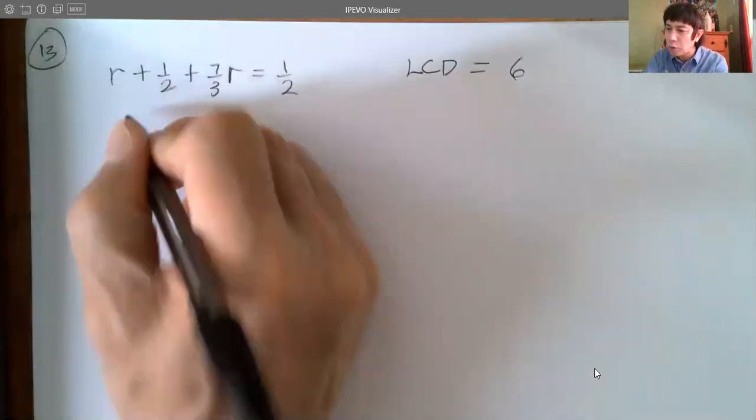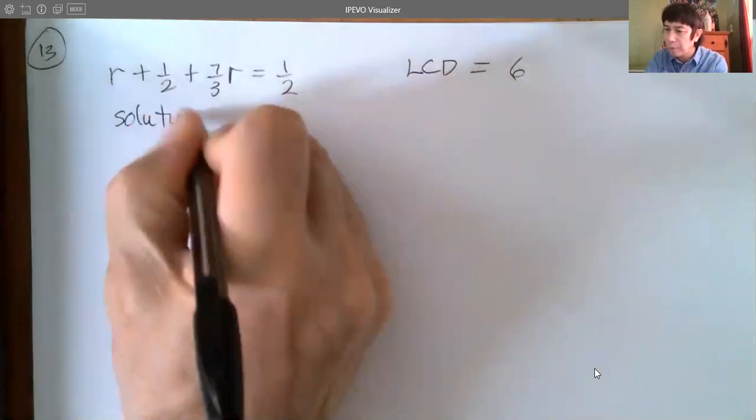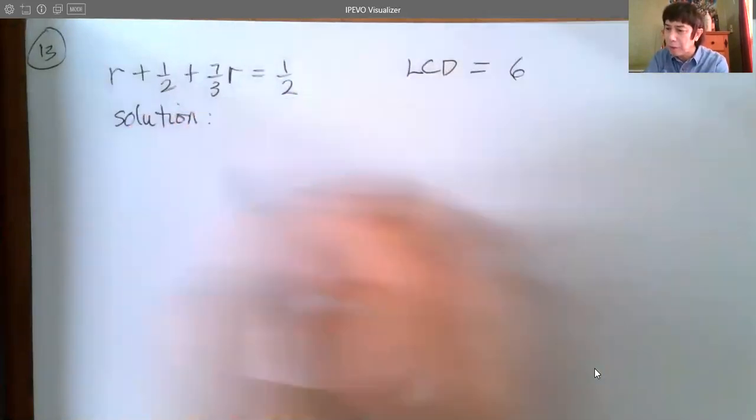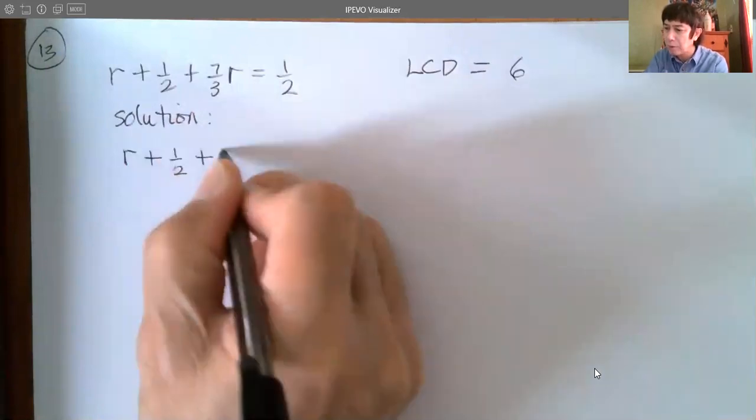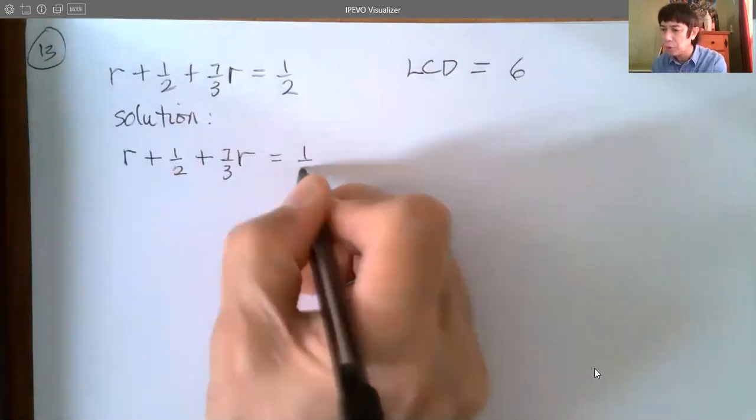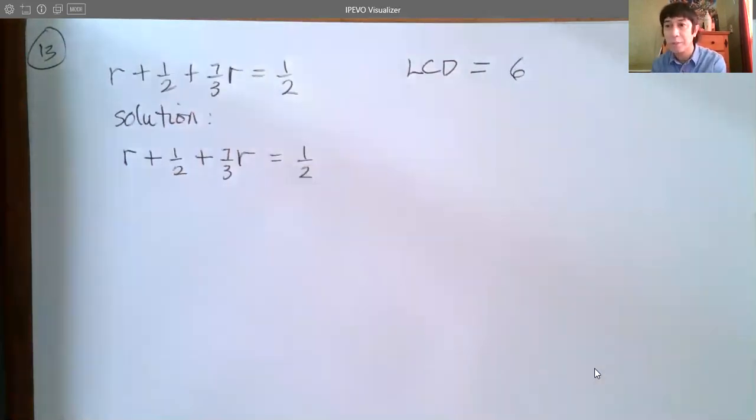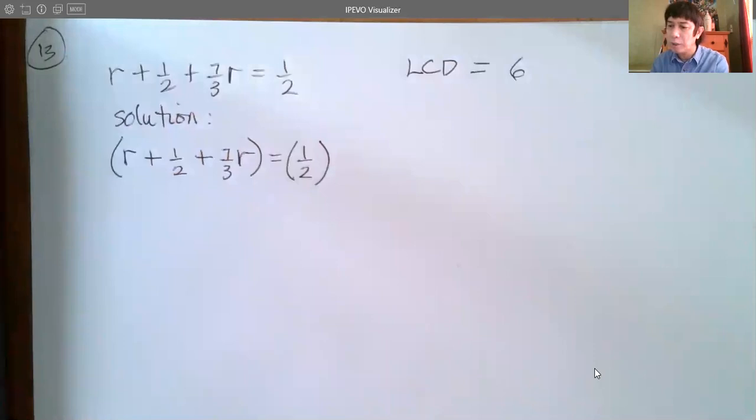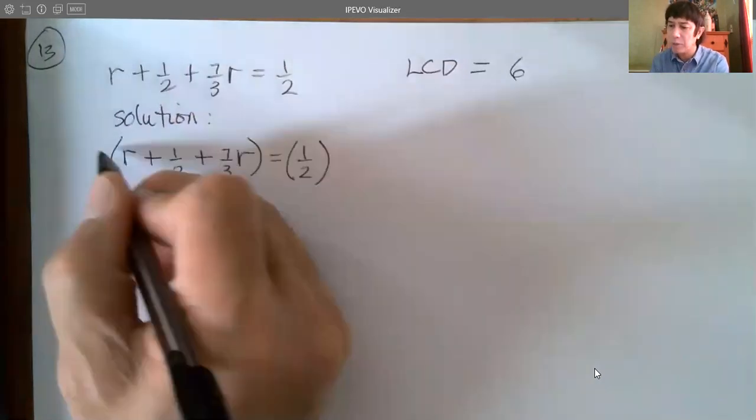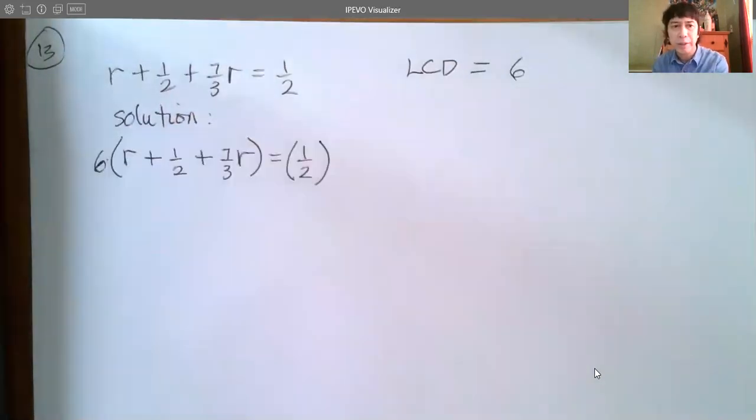So in our solution, we will write this R plus 1/2 plus 7/3R equals 1/2. We're going to multiply both sides by the number 6. You have to multiply both sides by the number 6. So we will do it this way and put the number 6 here. That means 6 times the quantity R plus 1/2 plus 7/3R is equal to 1/2 times 6.